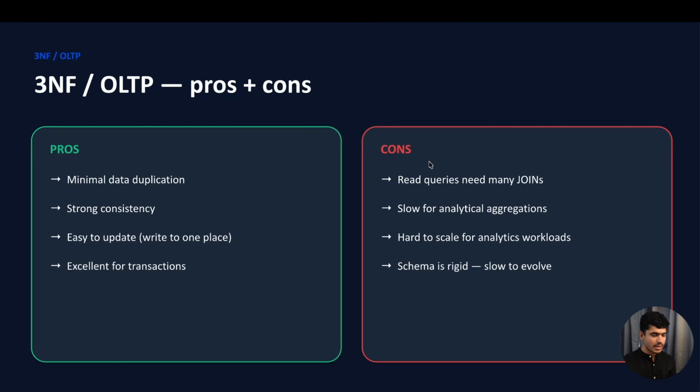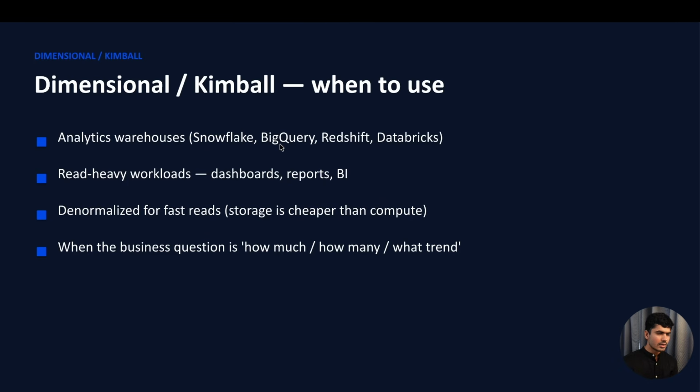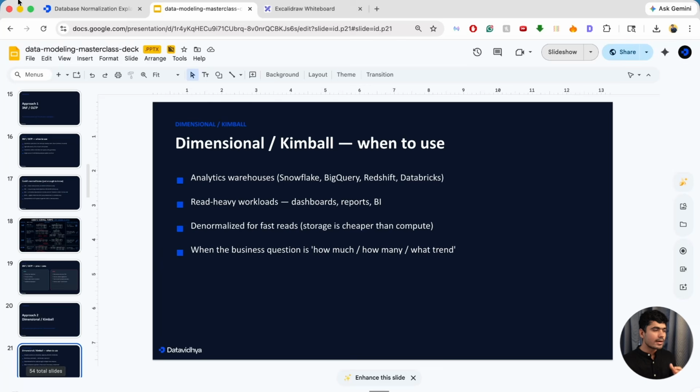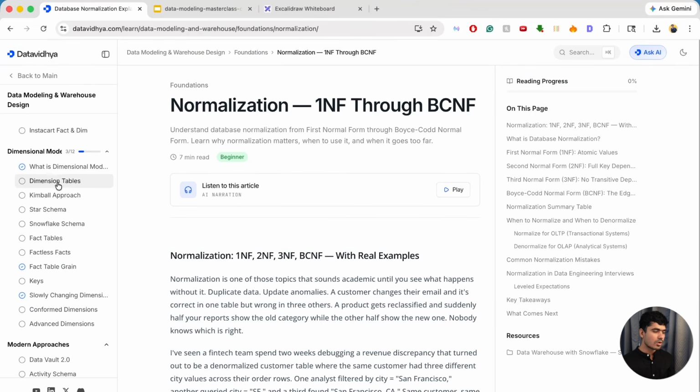Now, the cons are here, but we don't actually run analytics on top of the OLTP database. Second is the Kimball approach. Now this is the Kimball, and we'll go into the denormalization, fact tables, and slowly changing dimensions in the second video. If you want, you can go through it right now after this video. If you want to learn further, I have it available over here.